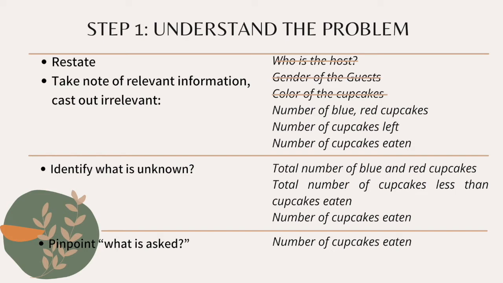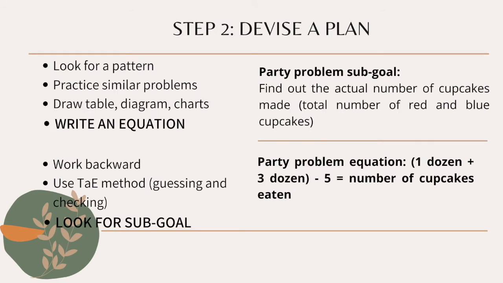Following that, we'll have to identify what is unknown. In this specific problem, the total number of blue and red cupcakes is unknown, as well as the total number of cupcakes less the cupcakes eaten. After answering the two unknowns, we can then answer the number of cupcakes eaten. Now that we know what is being asked in the problem, we'll have to follow step 2, which is to devise a plan.